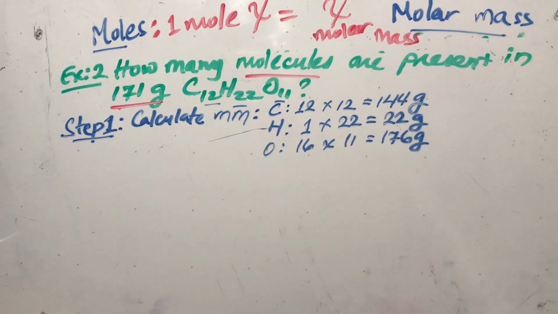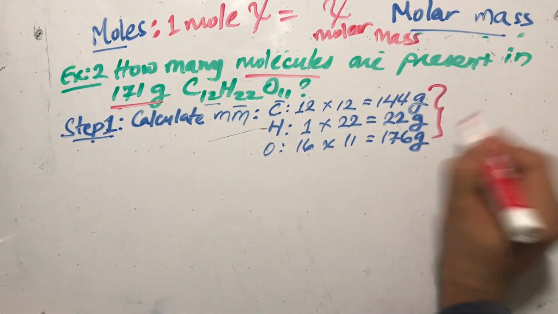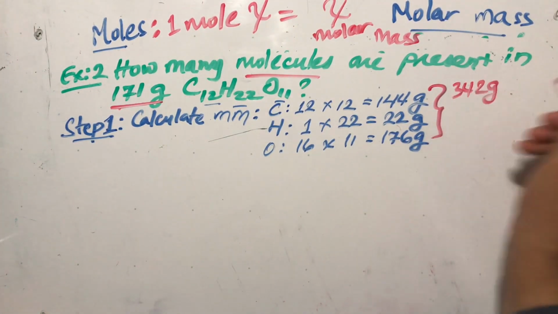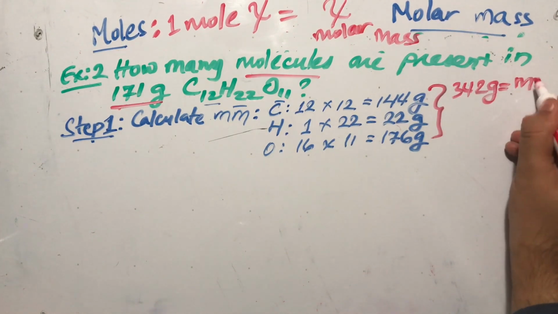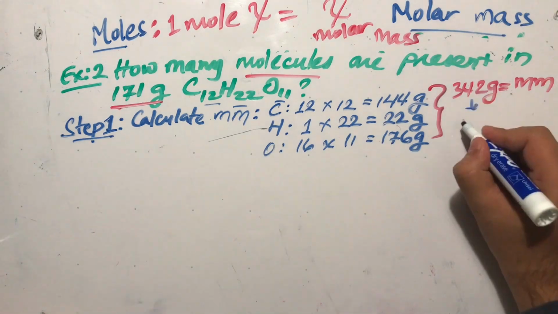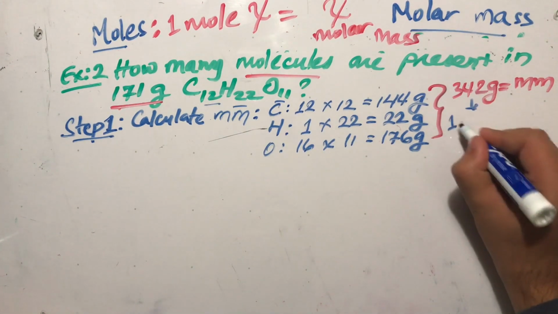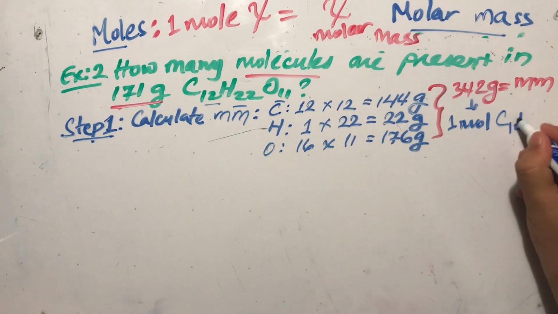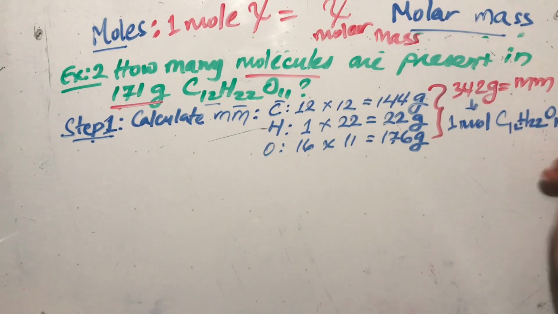Now when you add them together, you get 342 grams. That's the molar mass of this compound. But 342 grams also equals 1 mole of C12H22O11. Okay, that's our conversion factor, and that's important for this problem.